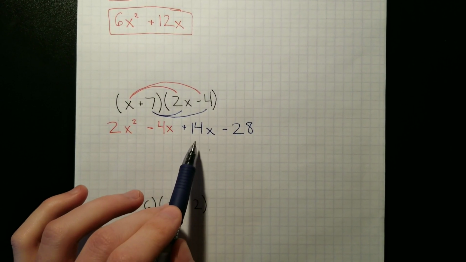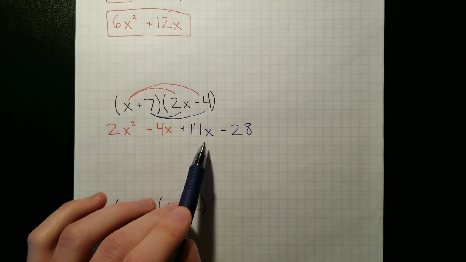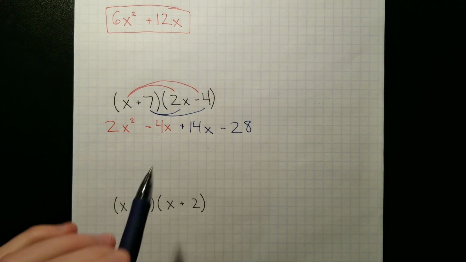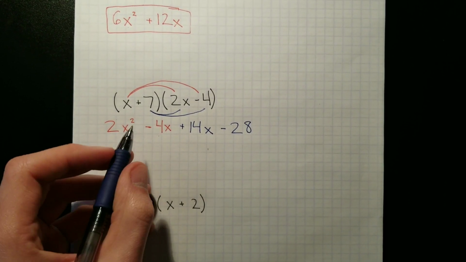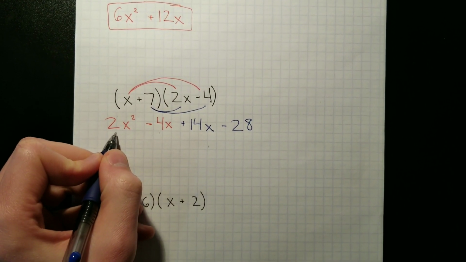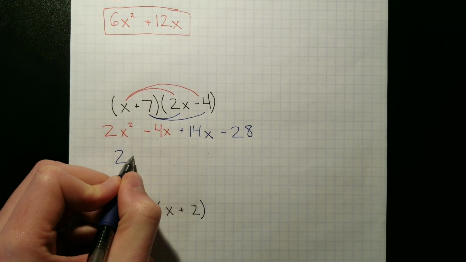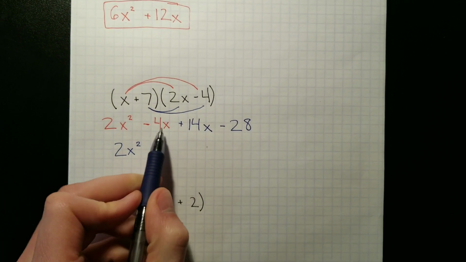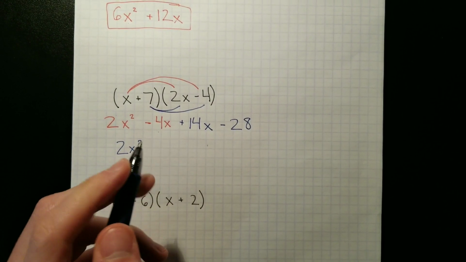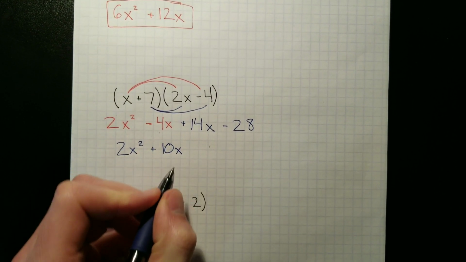Now, this is not done yet because two of my terms, the negative 4x and the 14x, can be combined. We can combine these because they are like terms. And so we're going to do that. We're going to combine these middle terms after we just carry down that first term. So the 2x squared doesn't add to anything, so we still have a 2x squared. Then we have a negative 4x and a positive 14x. Negative 4 plus 14, that is 10x.